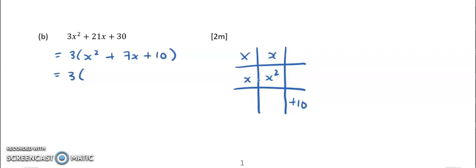And when I use my calculator, it gives me negative 2, so I write positive 2 here. The calculator gives me negative 5, so I write plus 5. And I'll fill in the blanks. So my answer is 3 times x plus 2, x plus 5. Now if time permits, you can actually check your answers by expanding it.